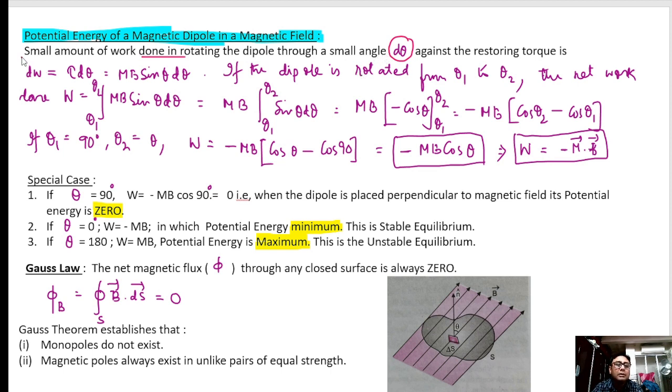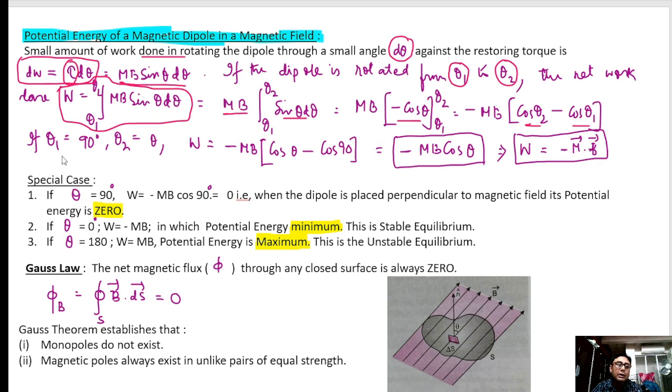So what is the work done? This is the restoring torque into d theta. If I now rotate it from theta 1 to theta 2, the work done will be this. I will integrate it from theta 1 to theta 2. MB is a constant. Sin theta integrates to minus cos theta. So it becomes minus MB times cos theta 2 minus cos theta 1.